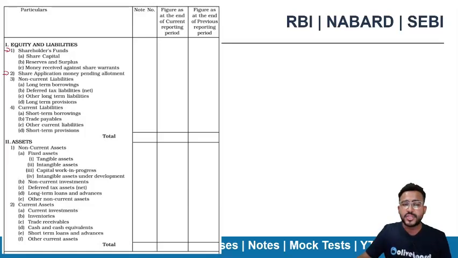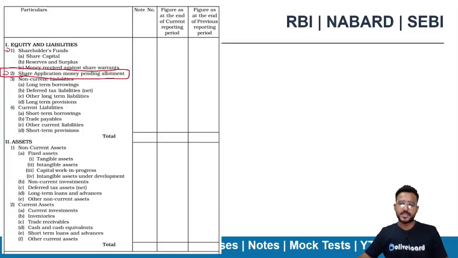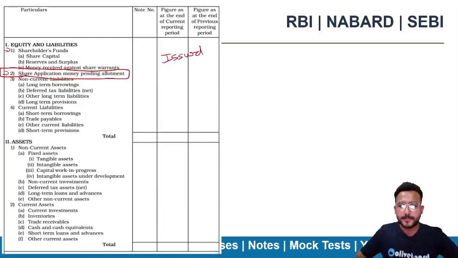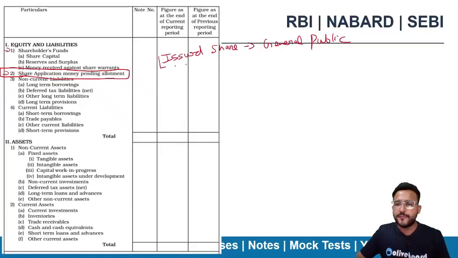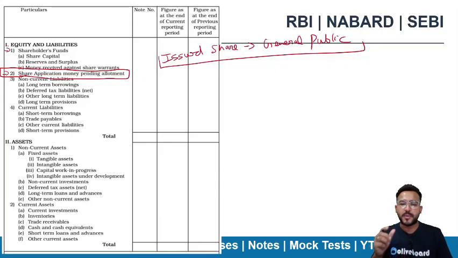Another heading is share application money pending allotment. Now this is another complicated term which many people would not have heard. Share application money but pending allotment. So basically what happened is you issued your share, for example, to the general public. Now if you have applied in an IPO, initial public offering, right? First the public subscribes to your shares.